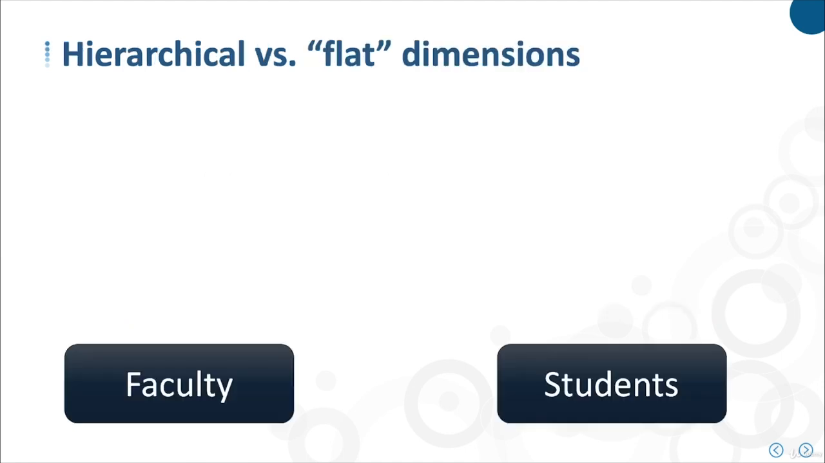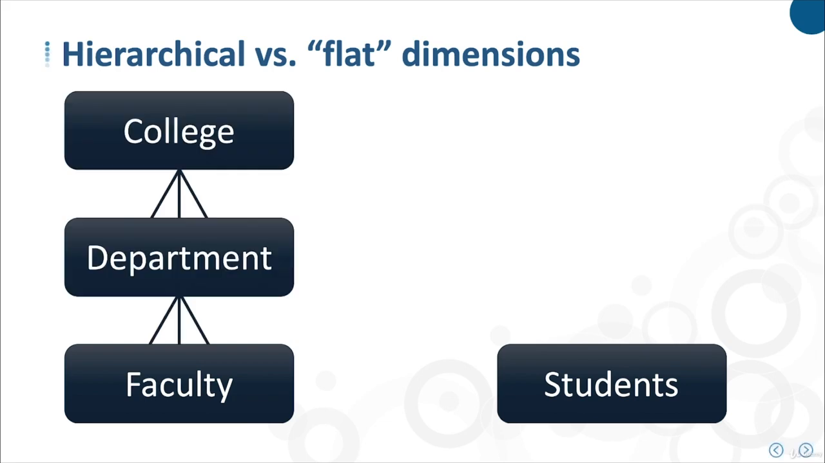Now, let's take a look at the difference between a hierarchical versus, think of it as, a flat dimension, because this is where our star and snowflake schema discussion becomes very important. So let's put faculty and students side by side. Now notice that faculty members are part of a department. Each department belongs to a specific college. So that's a hierarchical set of dimension tables, or just dimensions, whereas students don't belong to any sort of hierarchy. So that's an example of a flat dimension, and that becomes very important as we build out our star or snowflake schemas.